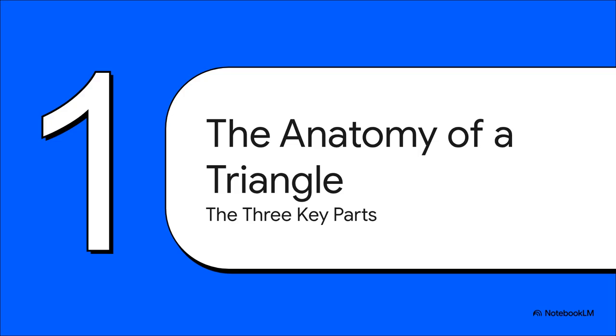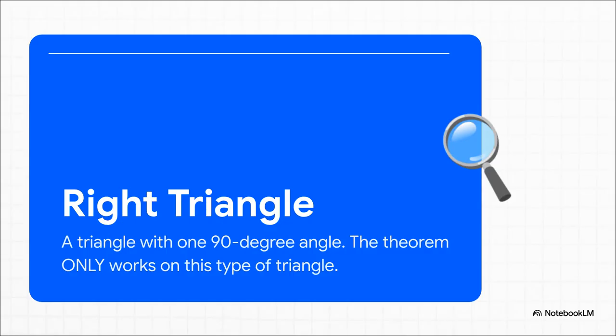Okay, so first things first, before we can even touch the formula, we need to understand the playing field. I mean, what kind of triangle are we even talking about? Because it turns out this theorem is pretty picky. It only works for one very special type. And this is the most important part, so listen up. This formula only works for right triangles. You know the ones I'm talking about. They've got that perfect 90-degree corner, just like the corner of a square or a book. If you don't have that right angle, well, the magic just isn't going to happen.